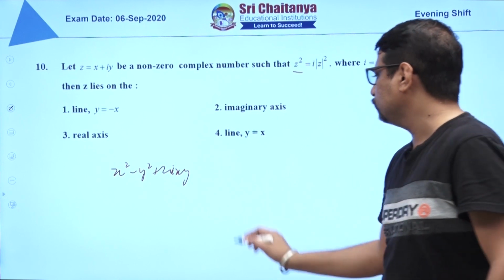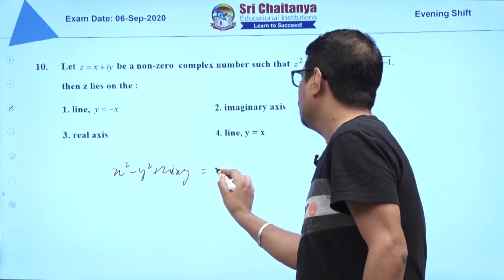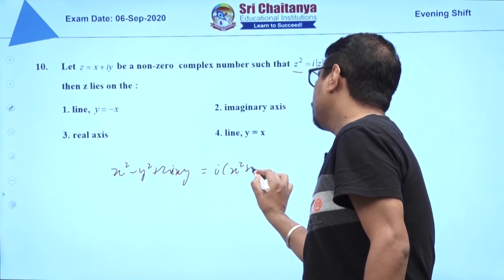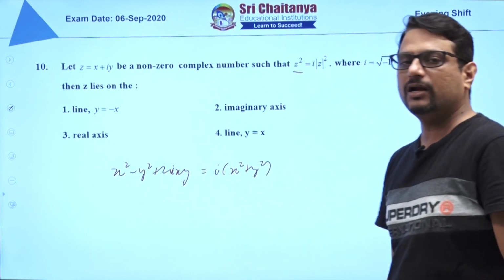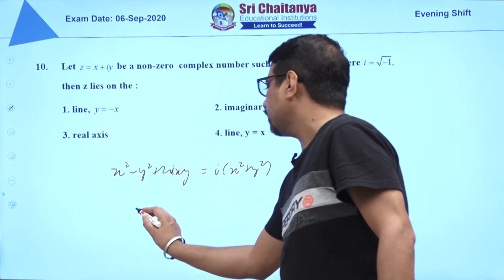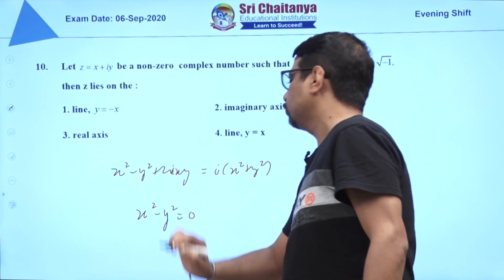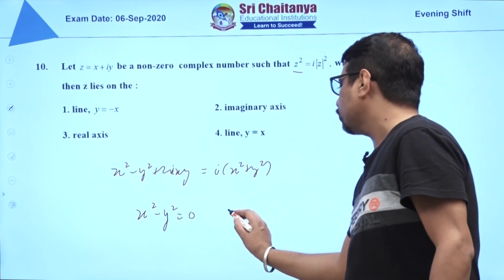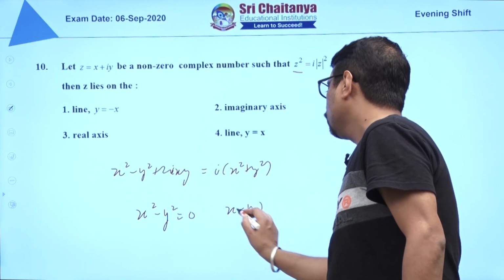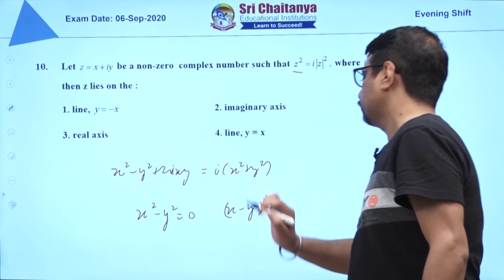By this time you must have enough practice to write this directly. I times x square plus y square. Now compare real part and imaginary part. So real part, when you compare, you get x square minus y square is equal to 0. And imaginary part, when you compare, you get x minus y whole square is equal to 0.